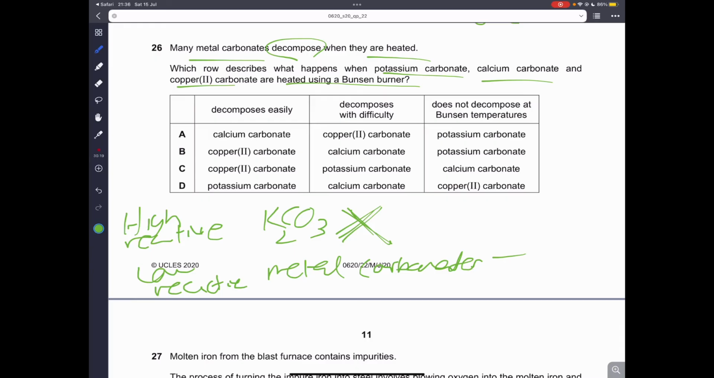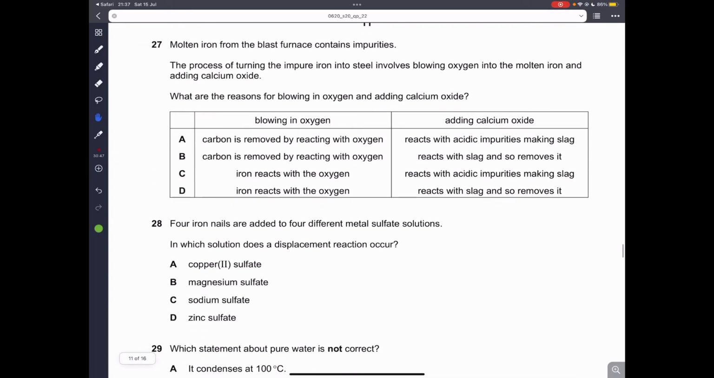They're going to be decomposed into their metal oxide form and carbon dioxide. The one that decomposes most easily is the least reactive, or in the mid reactivity series. Therefore copper carbonate is the one that's going to decompose easily. The one that decomposes with difficulty is calcium, and the one that does not decompose at all is the very stable potassium carbonate. Therefore B is the correct answer.